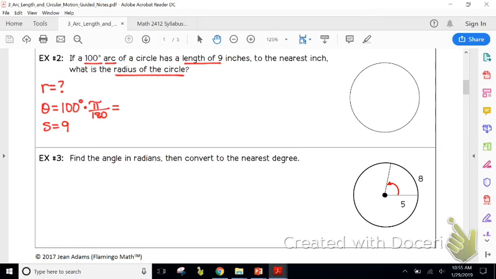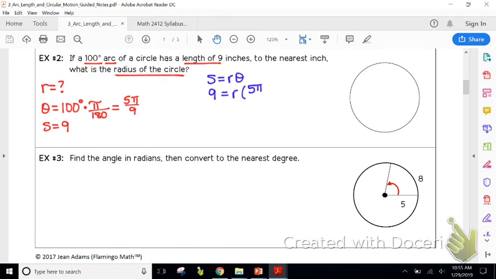Which reduces to? Alright, 10 pi over 18, which reduces to? It did reduce to that, but you should know all the way. Yes, 5 pi over 9. Good. Alright, so we know S is equal to R times our theta in radians. S is 9. We're looking for R, and our theta is 5 pi over 9?